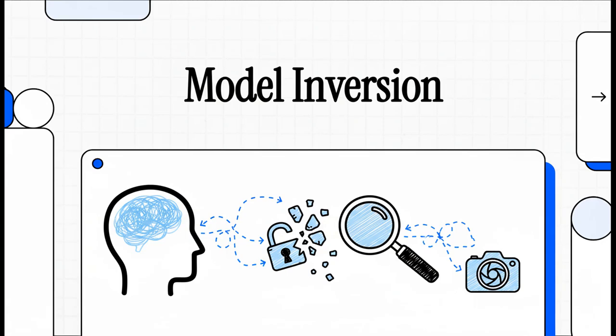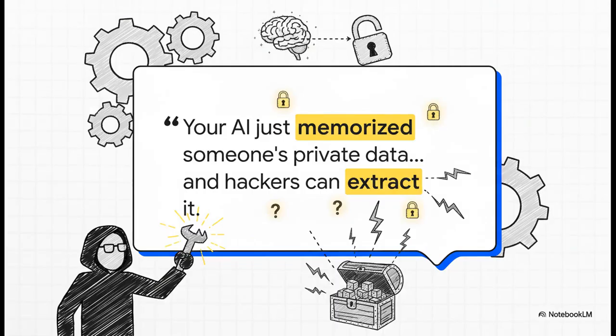So let's talk about something that's kind of spooky in the world of AI. It's called model inversion, and it's all about what happens when an AI doesn't just learn from data, it actually remembers a little too much, turning a super helpful tool into a pretty serious security risk. Yeah, just let that sink in for a second.